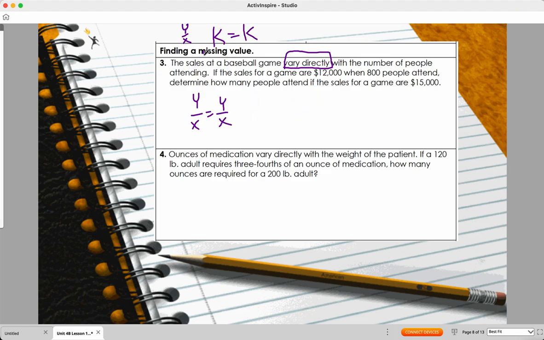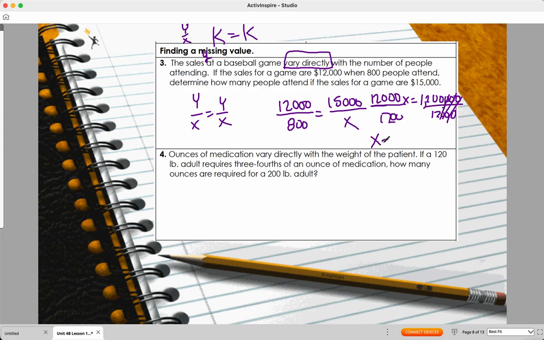Now the sales is our y. It says so right there. So it's 12,000 over 800 is equal to 15,000 over x. When I cross multiply, I get 12,000x equals 1.2 million. Make sure I get the right amount of zeros in here. 5 zeros. There we go. When I divide, cross out all my zeros. Leave that extra zero. There we go. So it's really 1,200 divided by 12, x is 1,000.